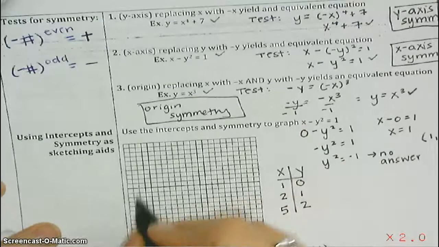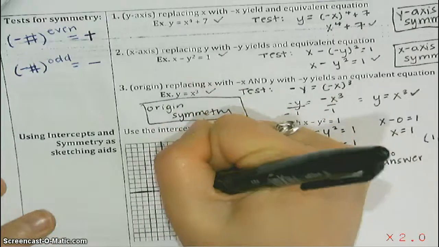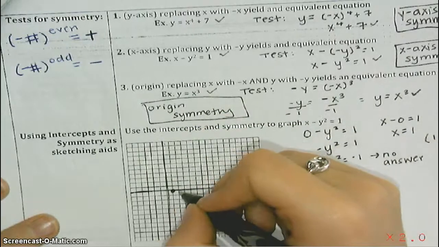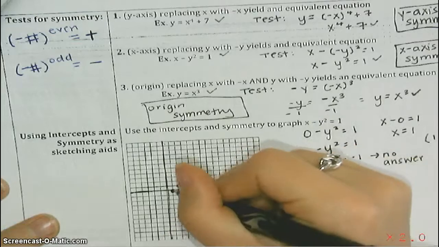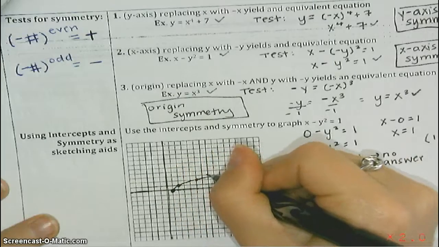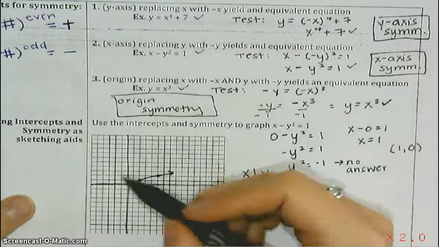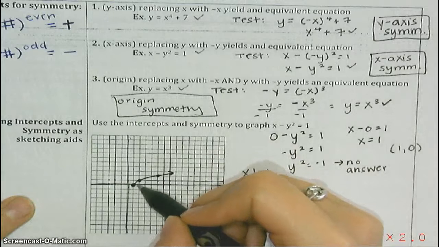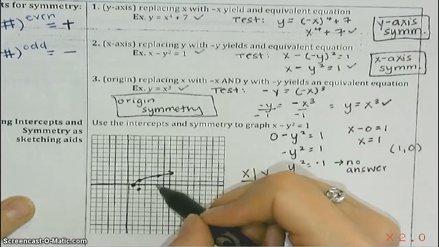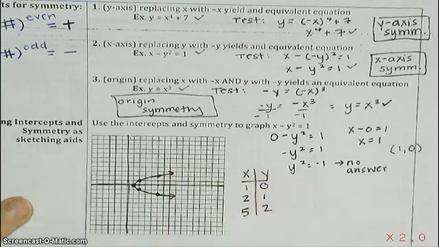So what you can do is graph those. I'm going to have a point at 1, 0, another point at 2, 1, and then another point at 5, 2. So here's the start of that graph. Since I know that it does have x-axis symmetry, I can go ahead and just flip over the other side and assume that we're going to have points over here. Knowing the symmetry helps save you time plugging numbers into the equation, which is helpful.